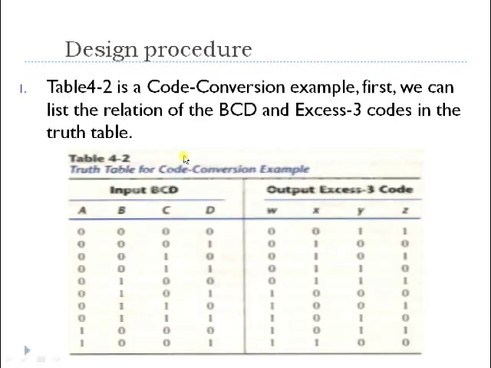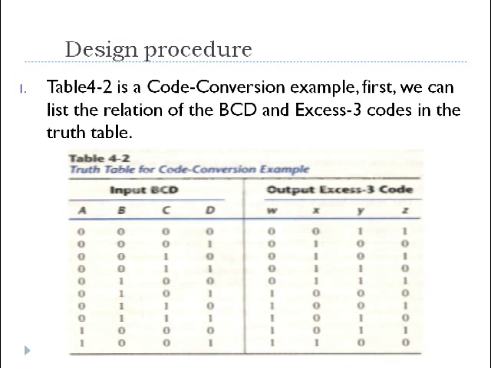Here is a code conversion example. First we can list the relation of the BCD and XS3 codes in the truth table. The question here is that we have to find a combinational circuit which converts a BCD value into an XS3 value. We already know what a BCD value is and what an XS3 code is.